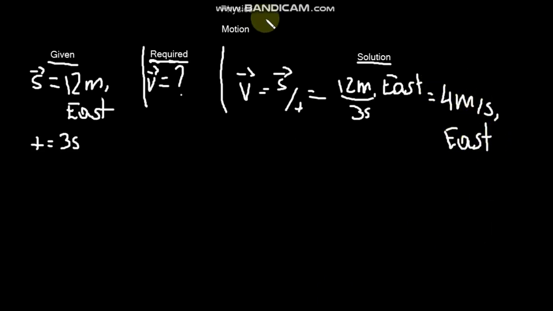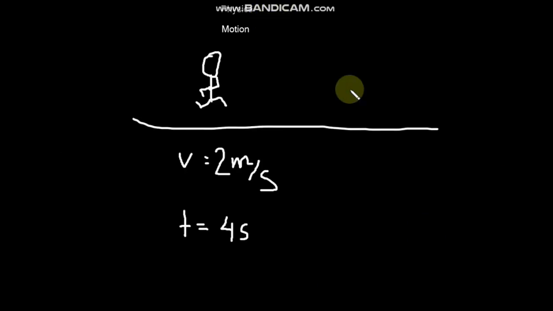So let me just ask you another question. So let's say someone ran at the speed of 2 meters per second for 4 seconds. So obviously the thing required here is the distance. So try to use the formulas I had given you and try to do this. I'll give you time. You can pause the video.